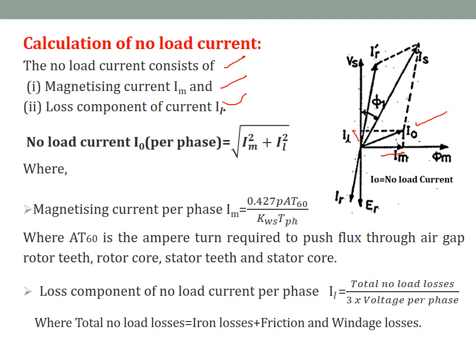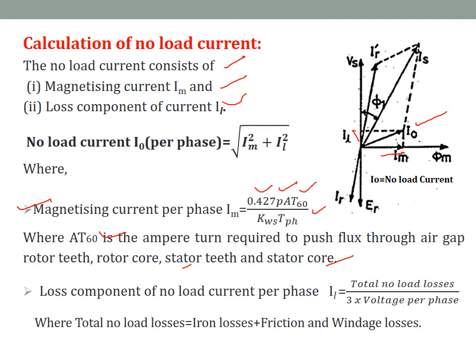Then how to find out Im and IL? The magnetizing current per phase Im is calculated using this equation: 0.427 into number of poles, AT60 ampere turns at 60 degrees, divided by kWs TPH, where AT60 is the ampere turns required to push the flux through the air gap, rotor teeth, rotor core, stator teeth and stator core.